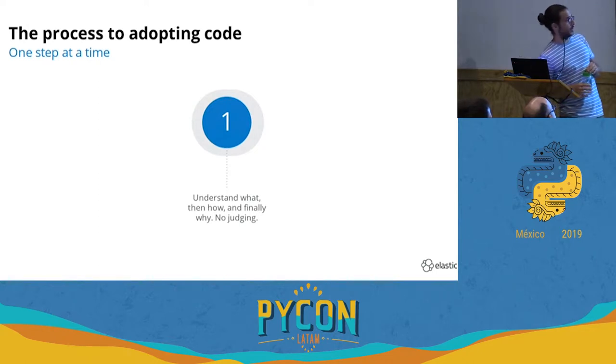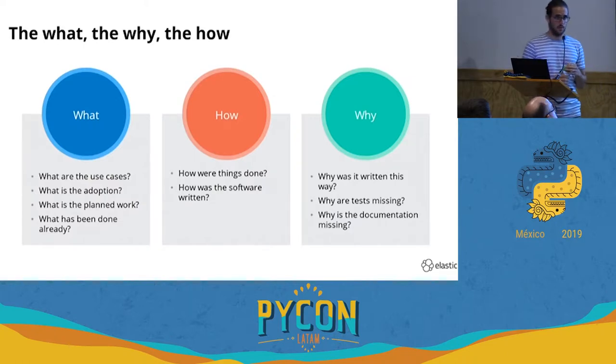All right, first step: understand the what, the how, and finally the why, and not judging. The not judging part is that you've got to be able to do all these things without judging the actual source code. It's really hard because, as developers, we tend to be really judgy when we see someone else's code. But especially when you're trying to understand the how, you've got to go through understanding how things were done without judging why they were done that way, because then you have to understand the why as well without judging how the person did it.